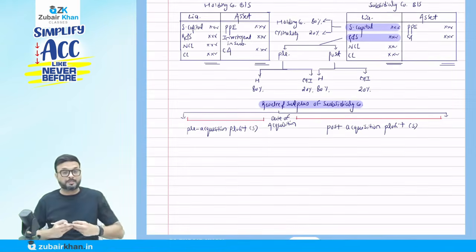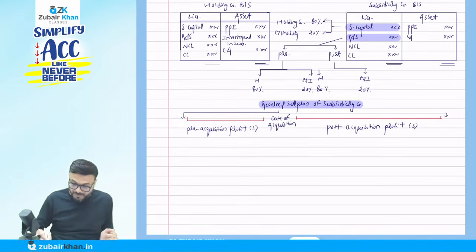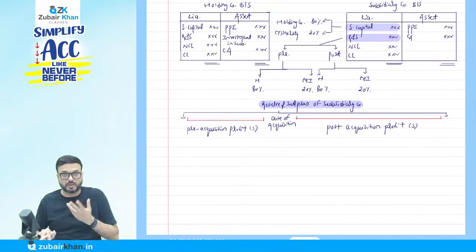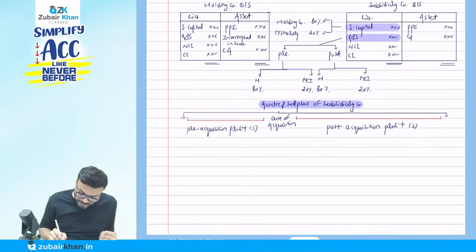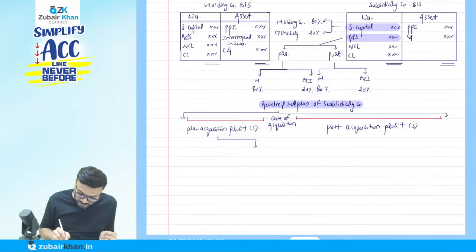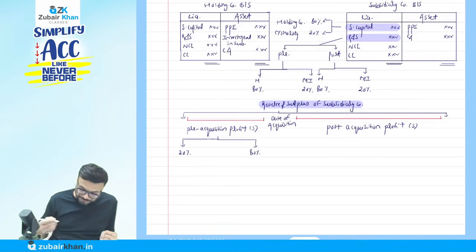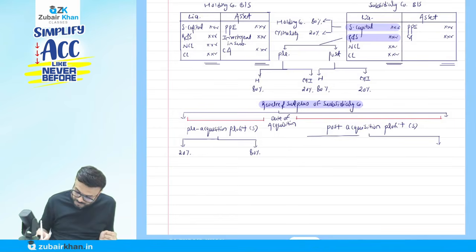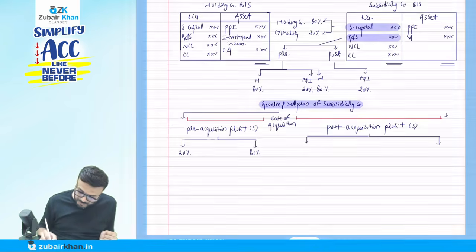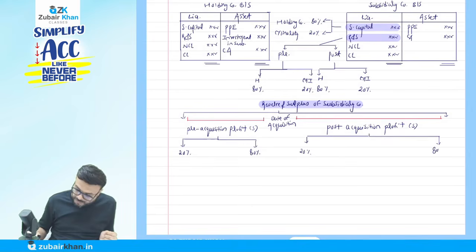Now understand, pre-acquisition profit is the profit made by the subsidiary company before we acquire control over them. Suppose in pre-acquisition profit, some profit belongs to the holding company, because minority interest holds 20% and 80% is held by us. Let me write here the 20%, first talking about the minority, and 80% belongs to the holding company. The same is going to happen in post-acquisition profit: 20% belongs to the minority and 80% belongs to the holding company.